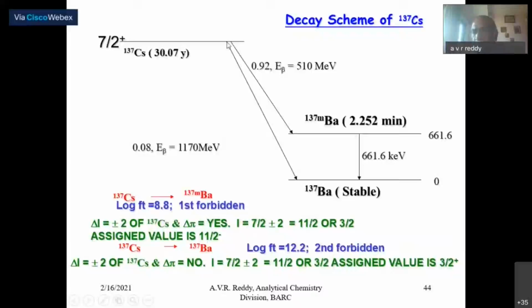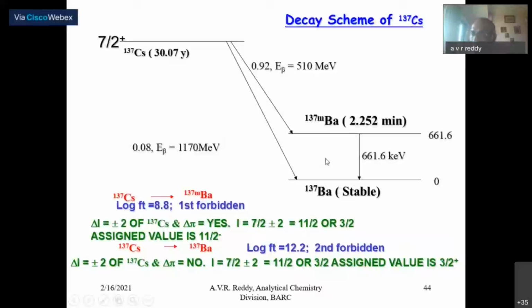Whereas in one go, when you are leaving a lot of energy, about 1.17 MeV, it has a very low probability. Whereas here, about 510 keV, the probability is very high, right? And we are not concerned about this energy at this stage. Now the question is, there is an intermediate state, what we call the metastable state, and that has a half-life of 2.252 minutes.